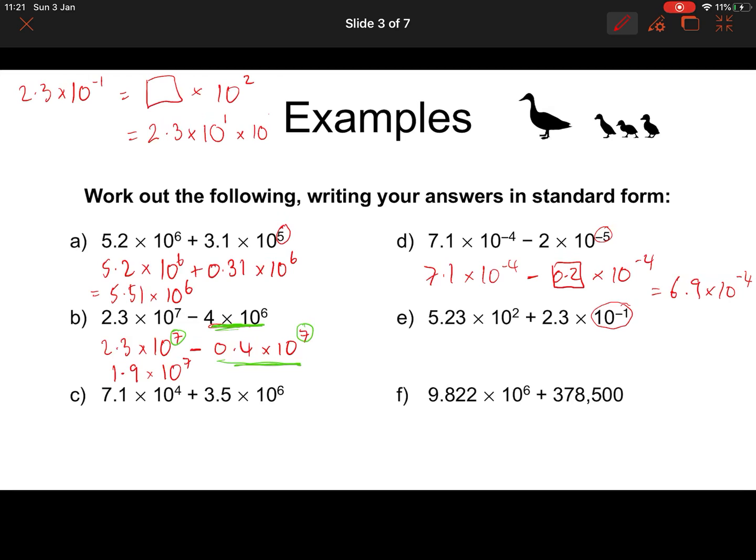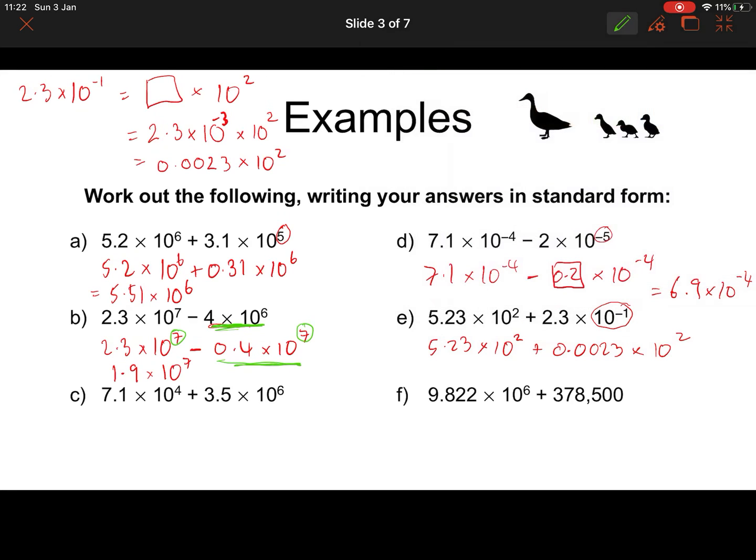times 10 to the, sorry, no, that's not right. 10 to the minus 3, in fact, times 10 squared would be equal to 2.3 times 10 to the minus 1. So I'm going to have to write this as 0.0023 times 10 to the 2. So I'm going to rewrite this as 5.23 times 10 squared plus 0.0023 times 10 squared. Okay?